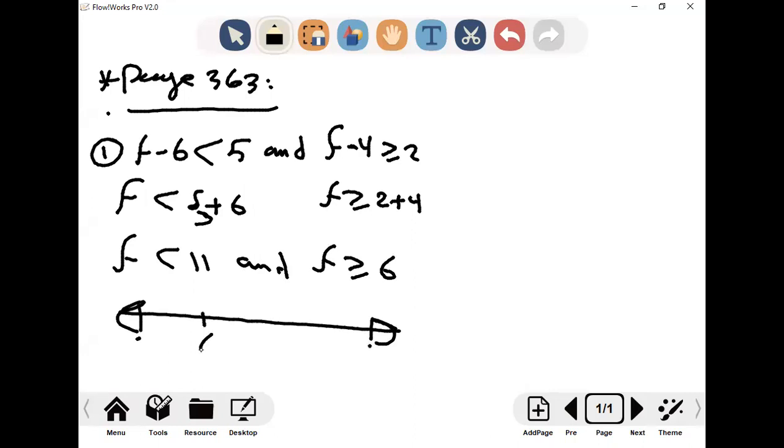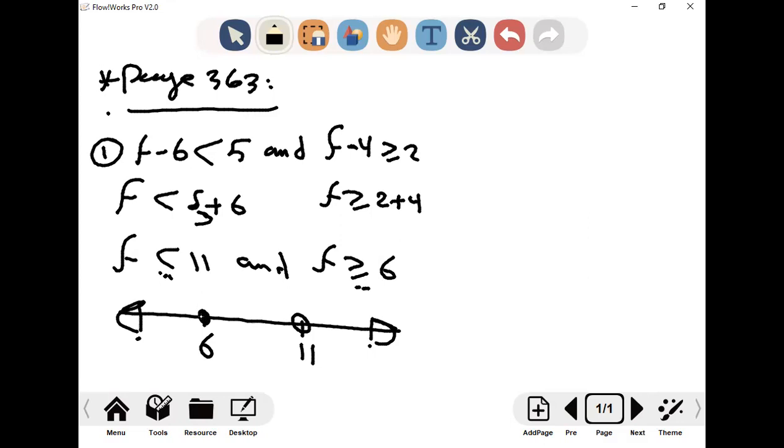Here we have 6, and here we have 11, right? For the first one there is no equal, so we put an open circle at 11. But here we have equal, so we put a closed circle at 6. Now focus, I will use two colors for f less than 11 and f more than or equal to 6 to know where the exact solutions are.